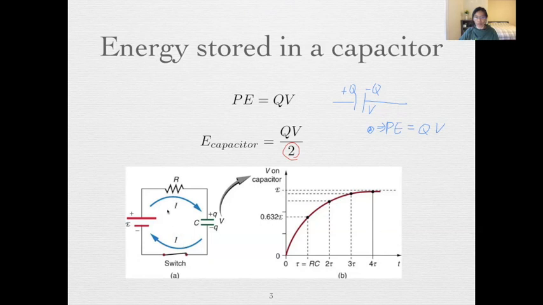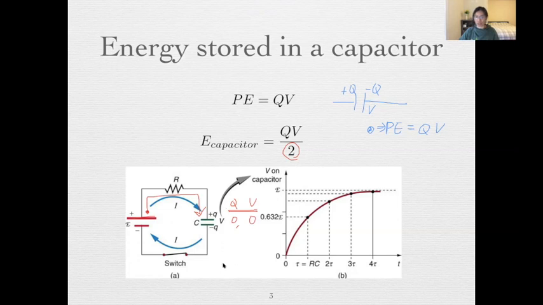First, before the battery is connected to the capacitor, there's no charge on this capacitor. And even after we connect the battery into the circuit, it still takes a little bit of time for the charge to travel from this end to that end. So before the charge even moves on the capacitor, there will be no charge to start with. And since there's no charge, there's no potential across it.